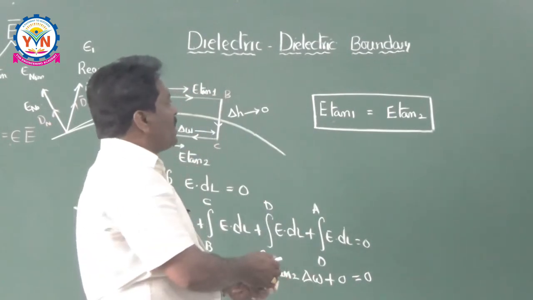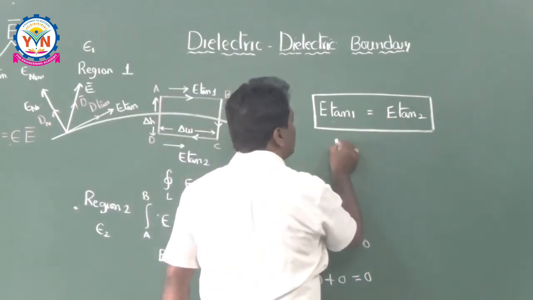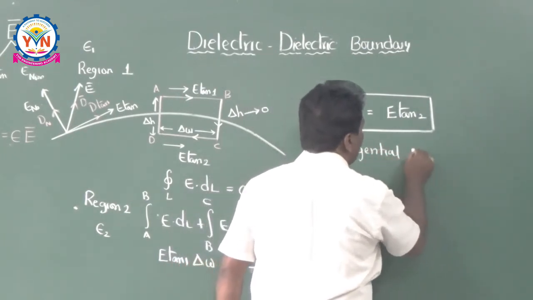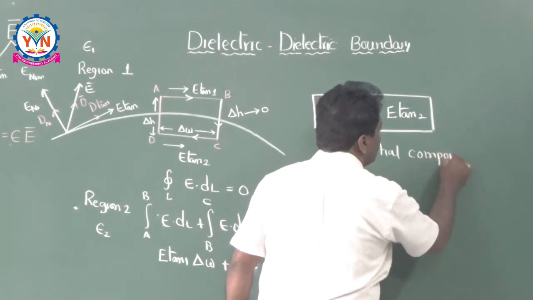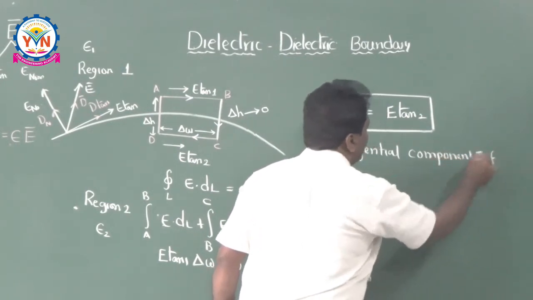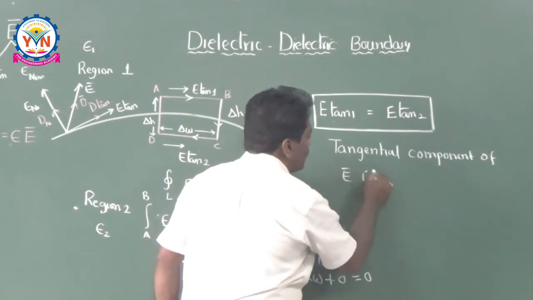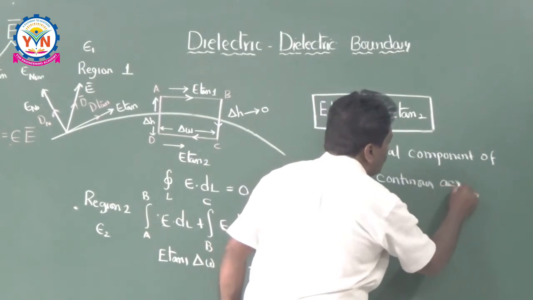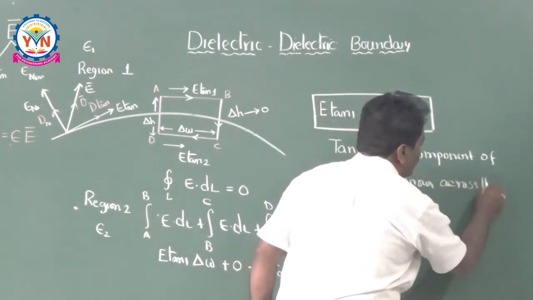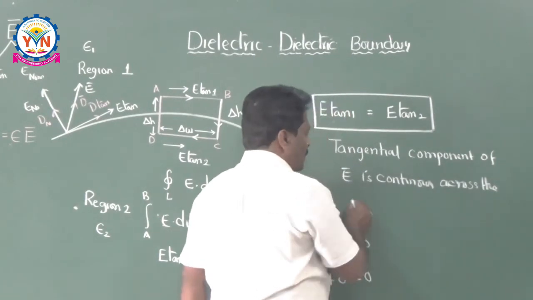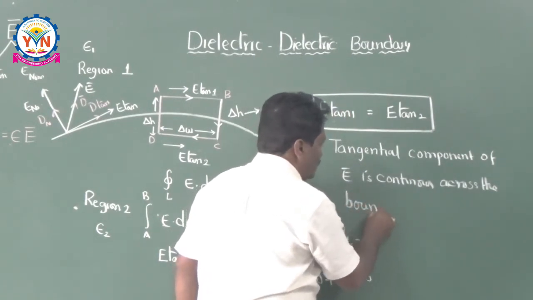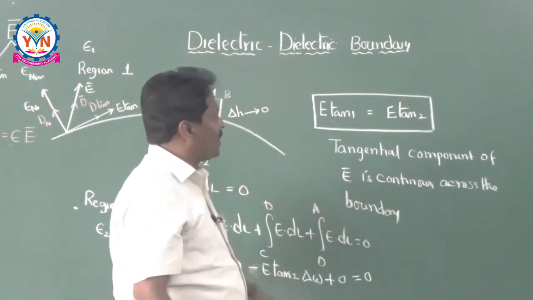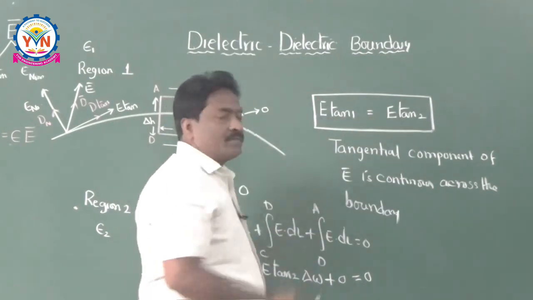So that's why you can write down here E tan 1 is equal to E tan 2 means tangential component of E bar is continuous. Continuous where? Across the boundary. So boundary కి పైన ఎంత ఉంటుందో, పై రీజియన్ ఎంత ఉంటుందో కింద రీజియన్లో కూడా అంతే ఉంటుంది. దట్ ఈజ్ నథింగ్ బట్ tangential component of E is continuous across the boundary. So that is E tan 1 is equal to E tan 2.